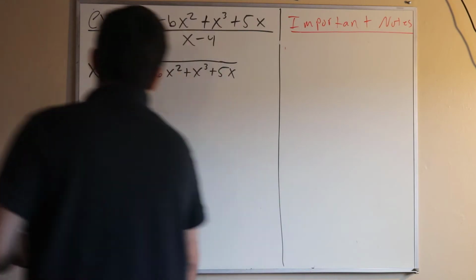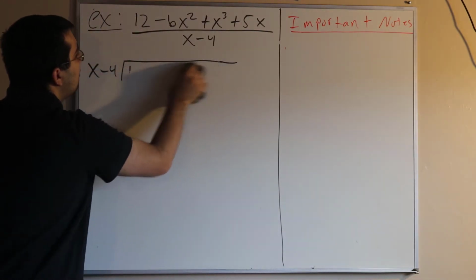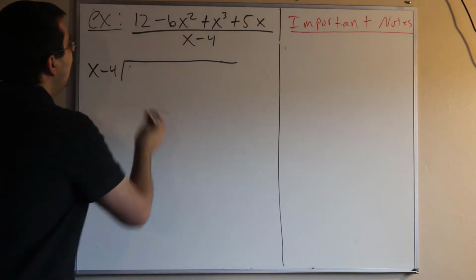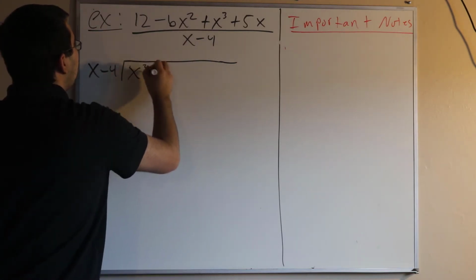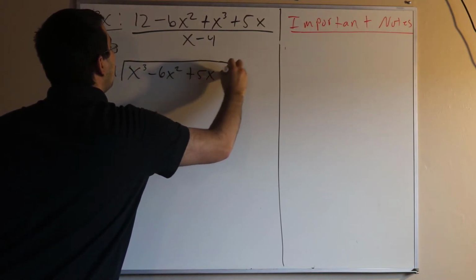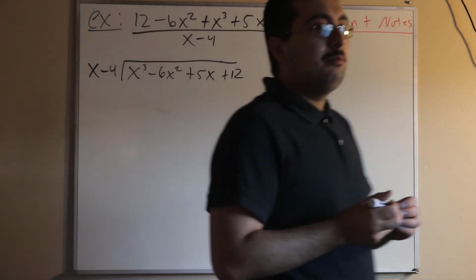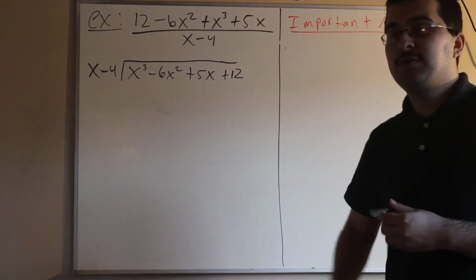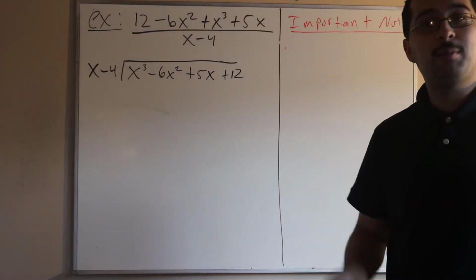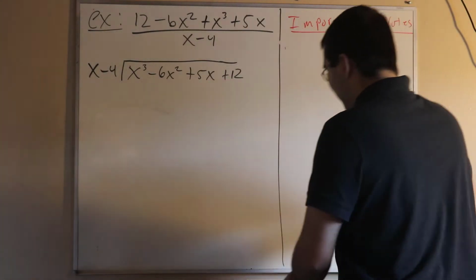In other words, I would want to rewrite this as x cubed minus 6x squared plus 5x plus 12. Again, it may seem like a trivial step, but as we start the process of this long division, you'll see it's a necessary step, and it's something we actually have to do. So right there will be our first important note.